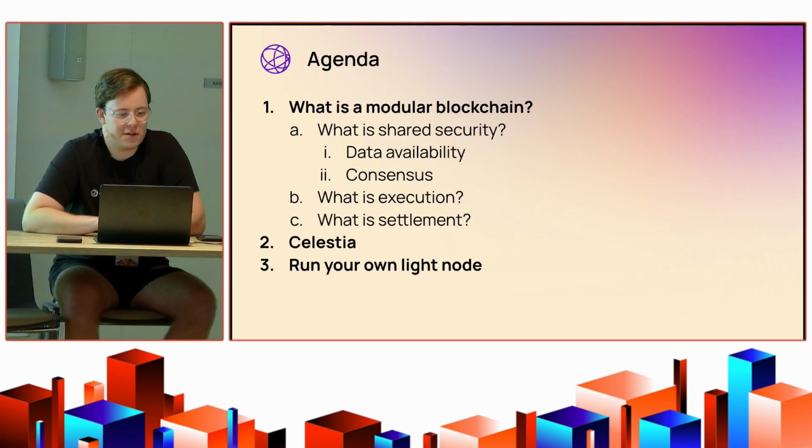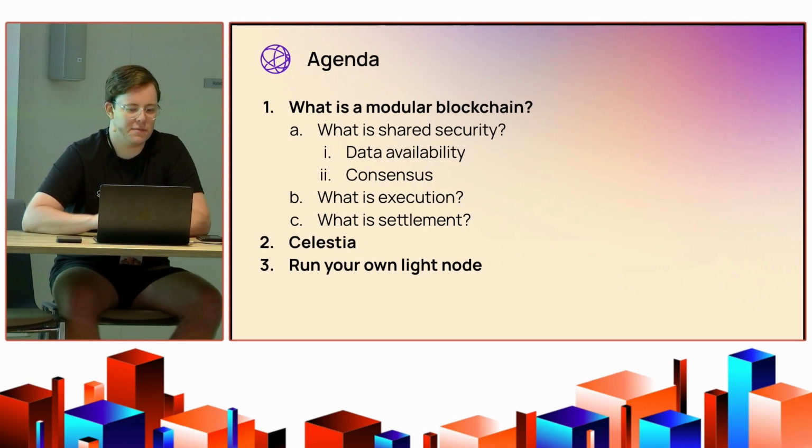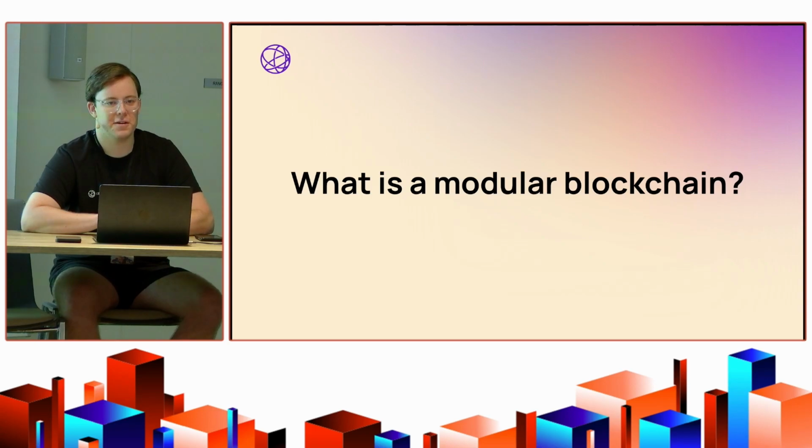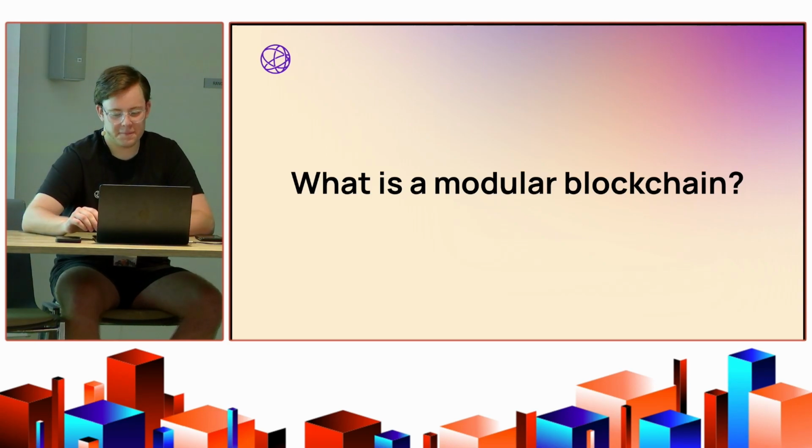So first we're going to go through what a modular blockchain is, what shared security is, and then a little bit about execution and settlement and how that fits into the picture with Celestia. Then we'll go over Celestia and kind of where it fits into the modular blockchain thesis. And then we'll go into how to run your own light node. So that is probably why you're here, but I just wanted to do some background before we do that.